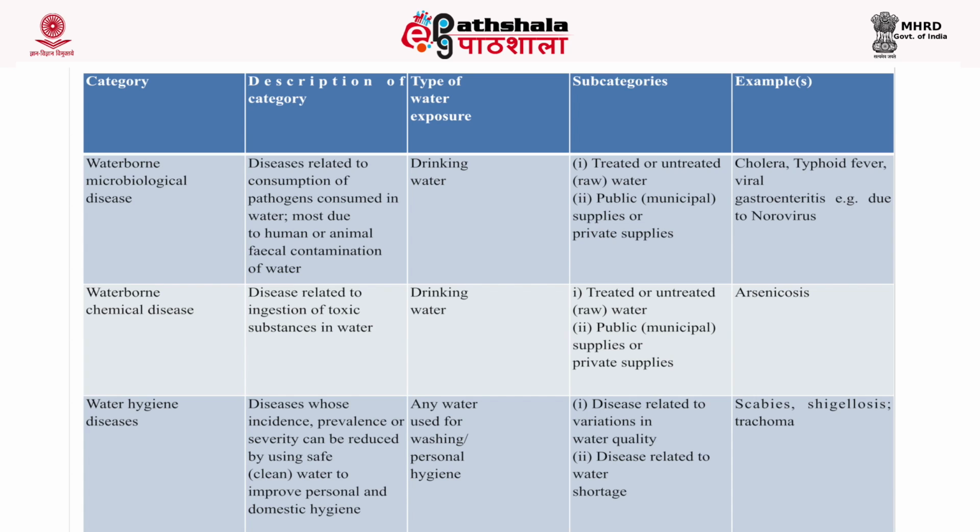The next is waterborne chemical disease. These diseases are related to ingestion of toxic substances in the water and take place from the source of drinking water in the form of treated or untreated water or from public or municipal supplies. An example of this is arsenicosis. Water hygiene disease is the next one: a disease whose incidence, prevalence or severity can be reduced by using safe water to improve personal and domestic hygiene.